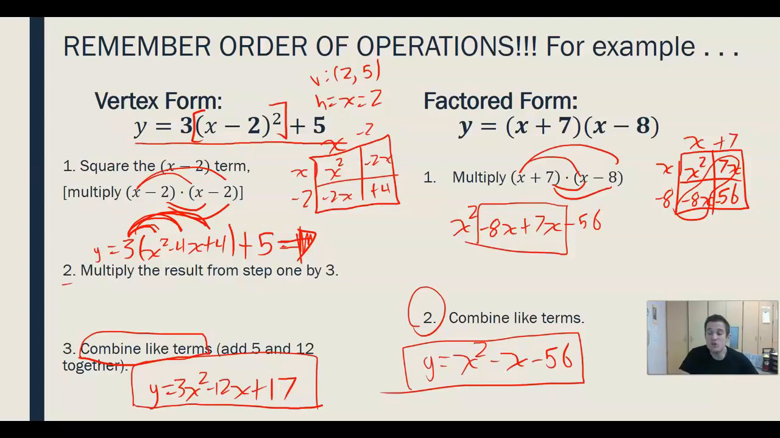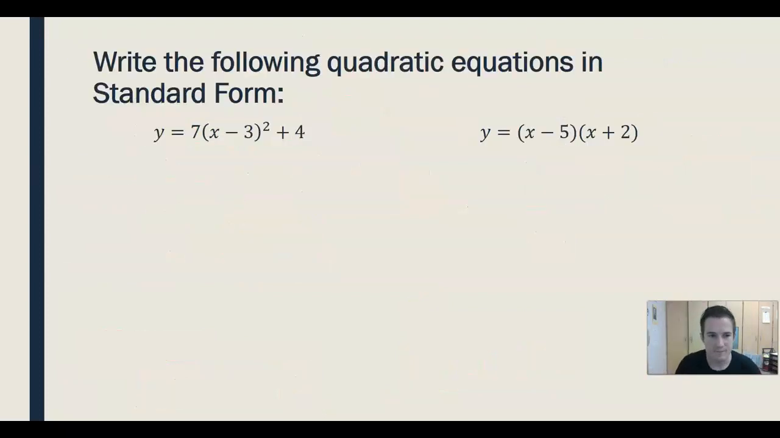Okay, and that's all we're doing in this lesson. We're just converting quadratic functions that are either in vertex or factored form back into standard form. Okay, let's look at some examples. So again, the instructions here are write the following quadratic equations in standard form. So here I have y equals 7 times x minus 3 squared plus 4.